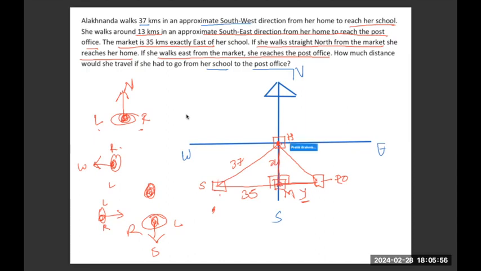So if I were to find the distance between the home and the market in triangle SHM, I'm directly writing the formula. X square is equal to 37 square minus 35 square, which is equal to 37 minus 35, 37 plus 35.